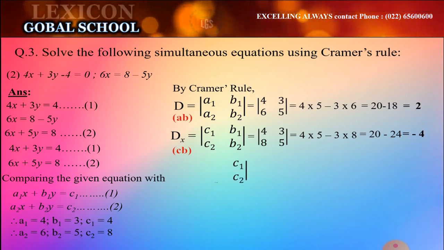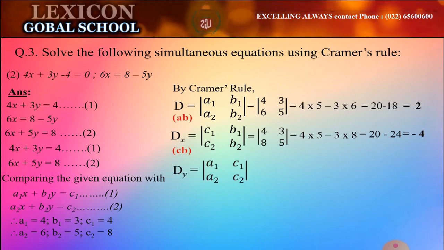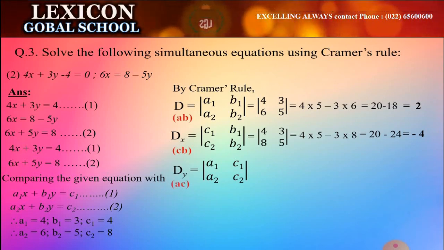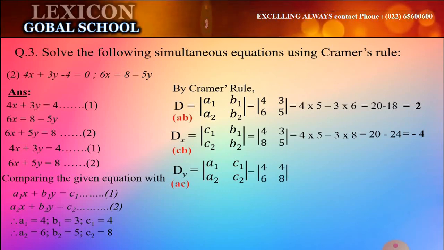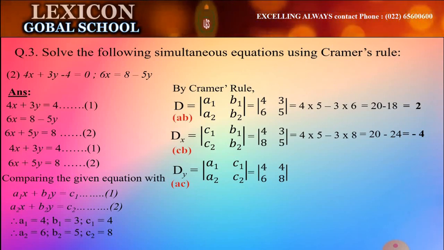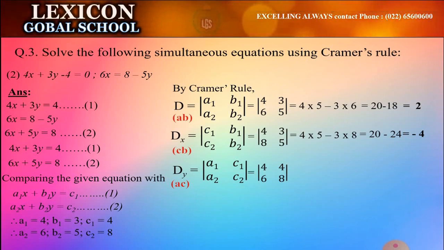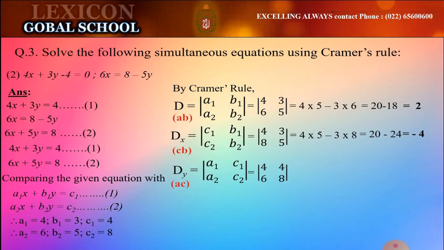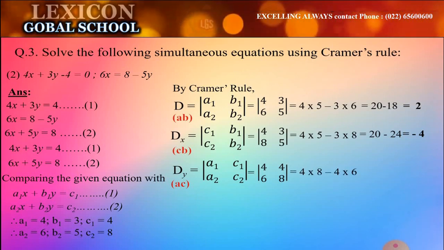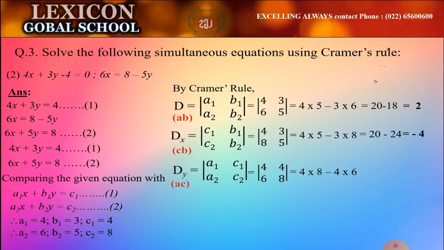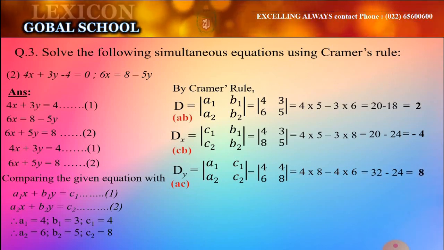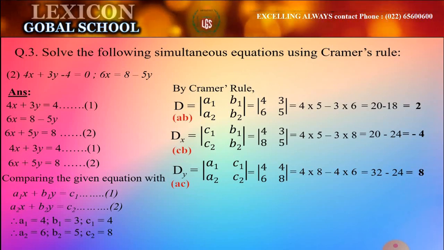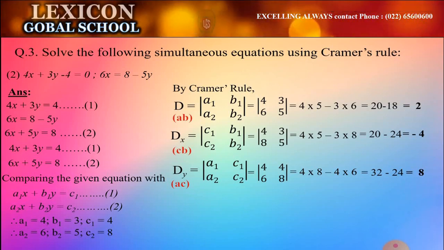Similarly, we'll find the value of dy. So dy is a1, c1, a2, c2. Your short formula is AC. Let us substitute the values of a1 as 4, a2 as 6, c1 as 4 and c2 as 8. When you cross multiply, you get 4 into 8 minus 4 into 6. 4 8s are 32 minus 6 4s are 24. When you subtract, you get your answer as 8. This is where we have got the value of dy.